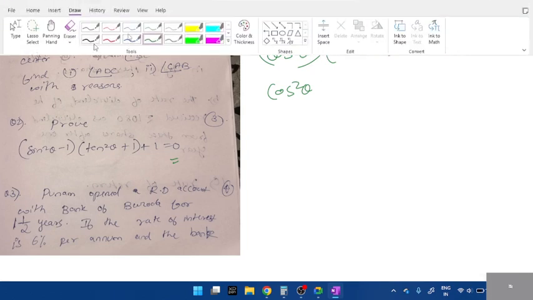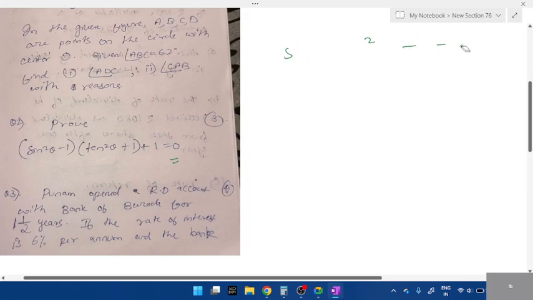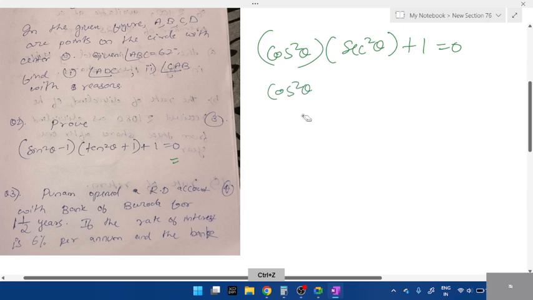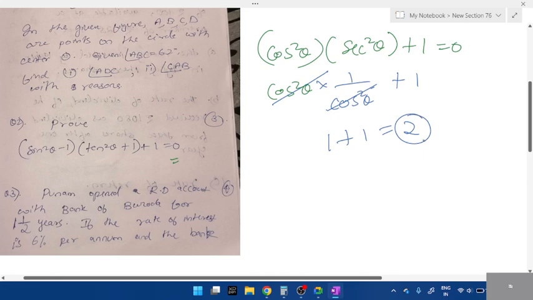No, no, no, this is wrong. Cos square theta into what? Cos square theta. Then, after that, next step. 1 plus 1 is 2. Is it correct? So, what is wrong? What's the mistake here? How do you get minus 1? Just like that, you put minus 1?